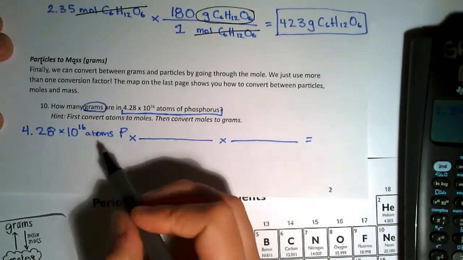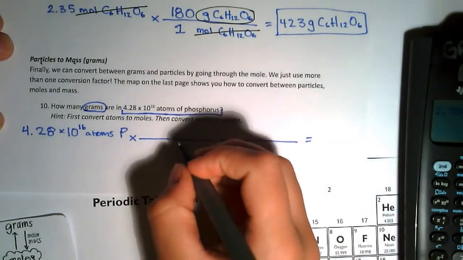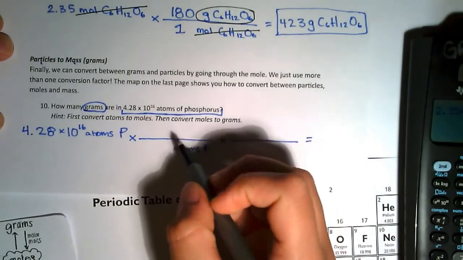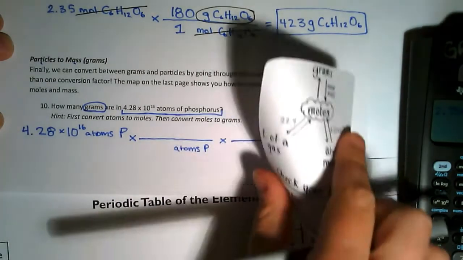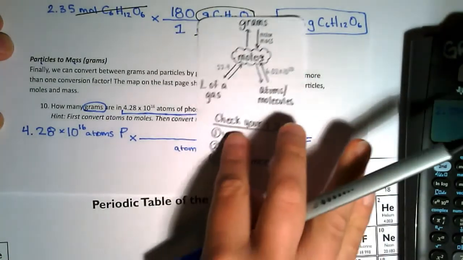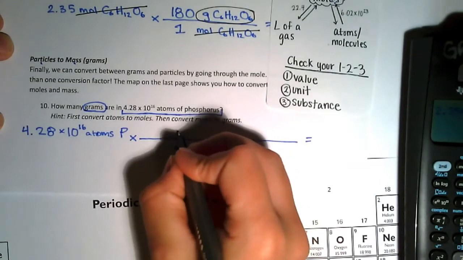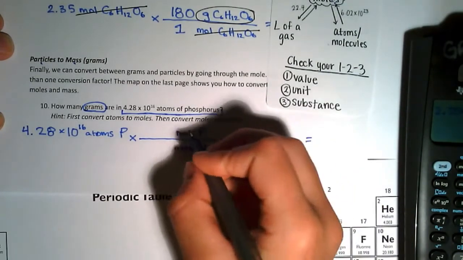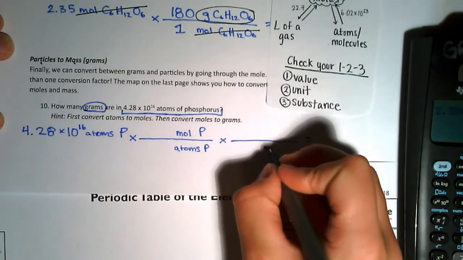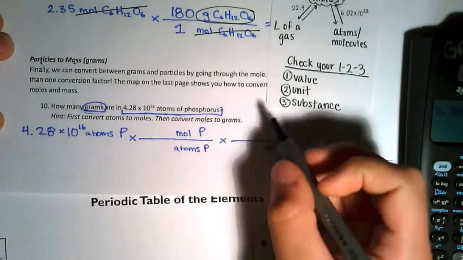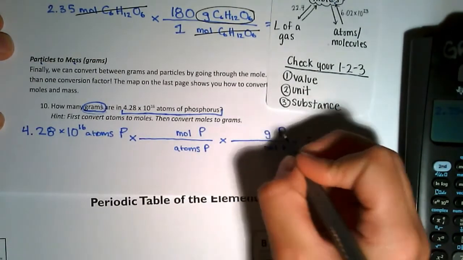In our first conversion factor, we want atoms of phosphorus to cancel out, so I'm going to put that unit on the bottom. And we first want to get into moles. If you forget that, just look back at your chart. First we need to get to moles, so atoms of phosphorus to moles of phosphorus. And then our second conversion factor, we want to get rid of our moles of phosphorus, so we'll put that on bottom. And we want to get into grams of phosphorus, so we'll put that on top.